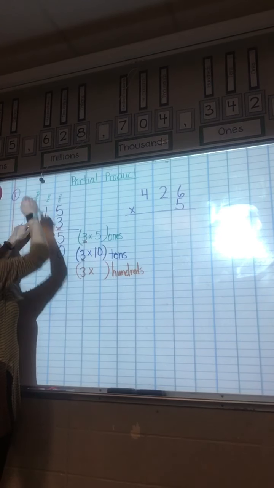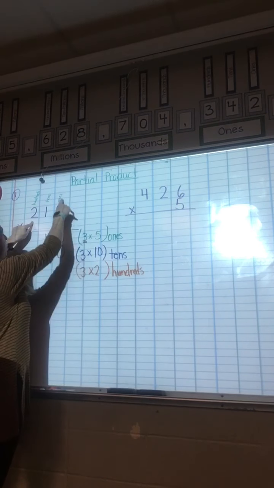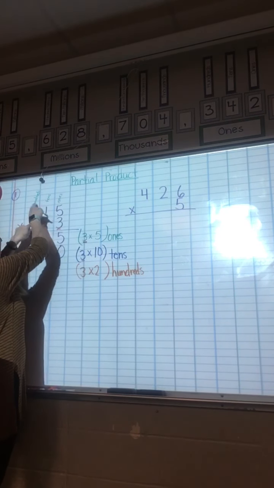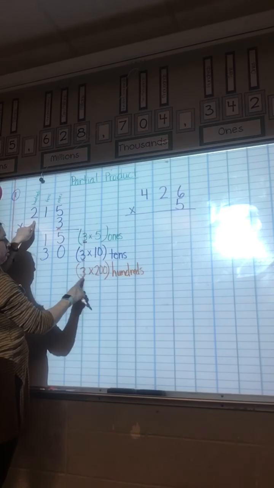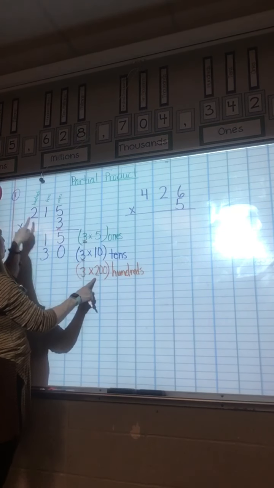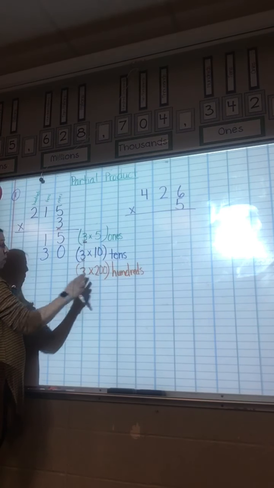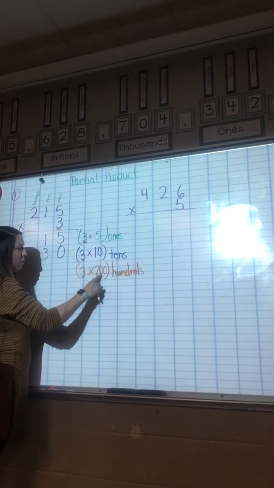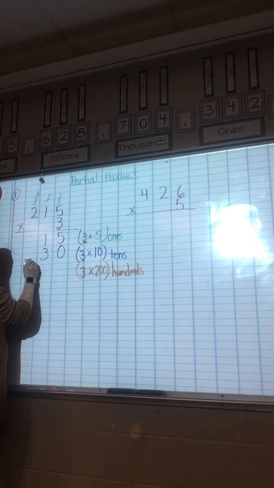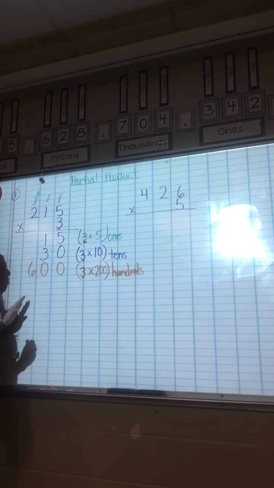Well, 2 hundreds, do I just write it as 2? No, because that would just mean it was a ones. But that 2 is not in the ones, it's in the hundreds. So I need to add 2 zeros behind it to make it 200. So it's 3 times 200 because the 2 is in the hundreds place value. Well, what is 3 times 200? I'm going to look at those first numbers. That 3 and the 2, 3 times 2 is 6. Plus I got the 2 zeros, so that's 600. And I'm going to line them up. Okay? So I've kept everything very lined up, which is super important when you are multiplying.